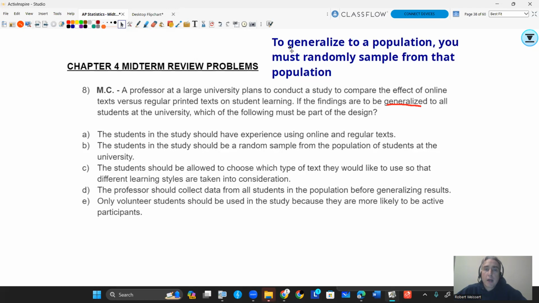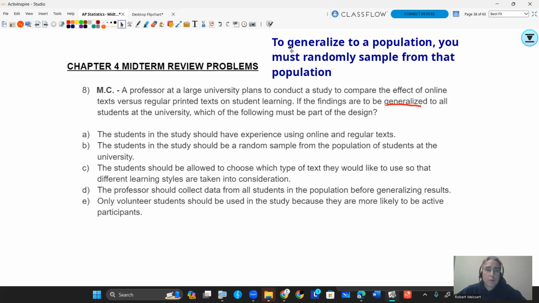C, the students should be allowed to choose which type of text they would like to use so that different learning styles are taken into consideration. That's not a good way to do comparisons. D, the professor should collect data from all students in the population before generalizing results. It's going to be impossible to collect data from all students. I'm just going to tell you that right now. So that's why we do sampling. E, only volunteer students should be used in the study because they are more likely to be active participants.